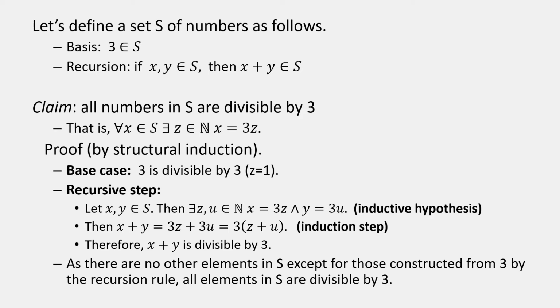Now let's apply the recursion to x and y. We take x and y and we take their sum, and we end up with a number x plus y. What does it look like? It's equal to 3z plus 3u, because x was equal to 3z and y was equal to 3u. So we got a number of the form 3 times (z plus u), which means we got a number that's divisible by 3. And here we are done. We've shown that every number in our set that we constructed with this recursive definition is divisible by 3.